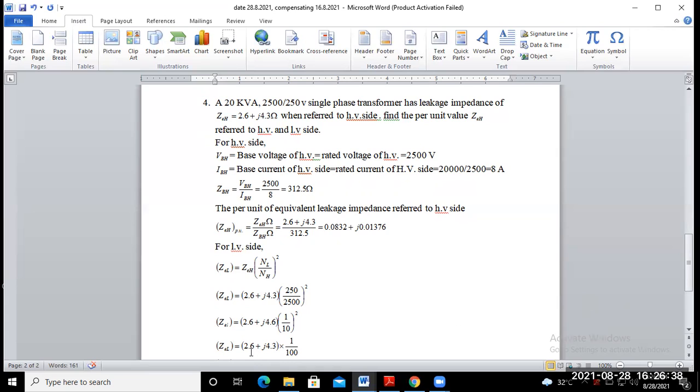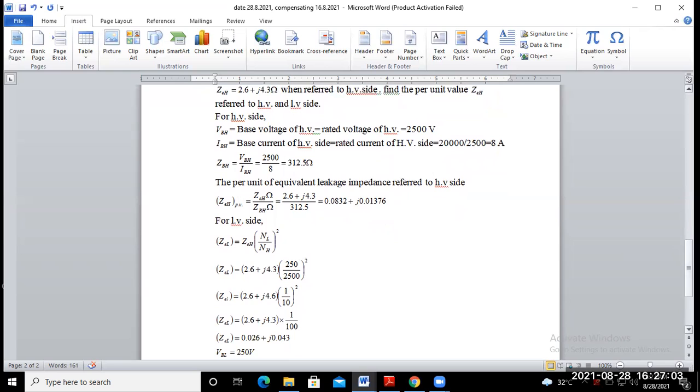So just you multiply this one or simplify this equation, that means ZDL equal to 2.6 plus J 4.3 into 1 by 100. Okay, that means 2.6 divided by 1 by 100, that means you will get how much? 0.026. So the first term is 0.026 and this one is J 0.043.